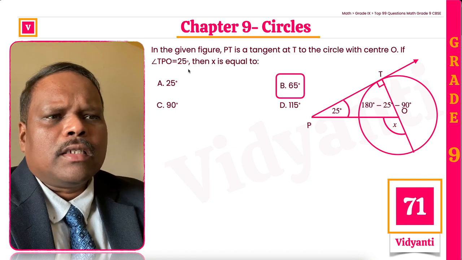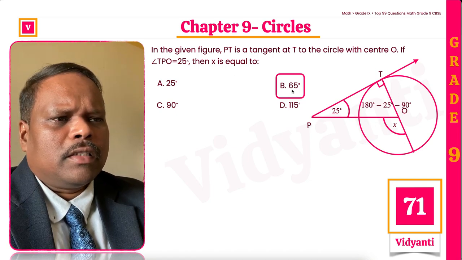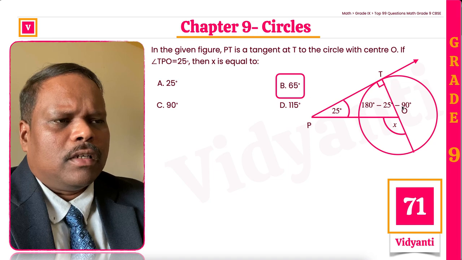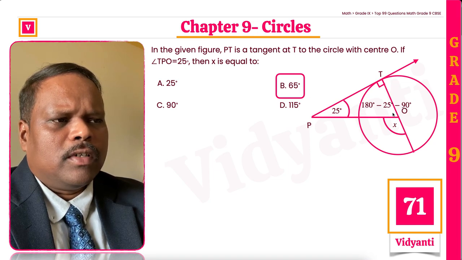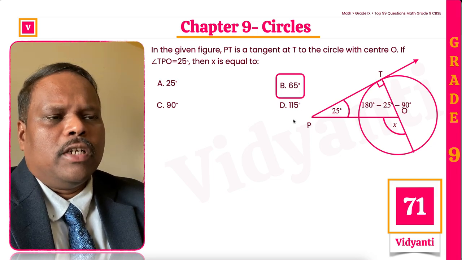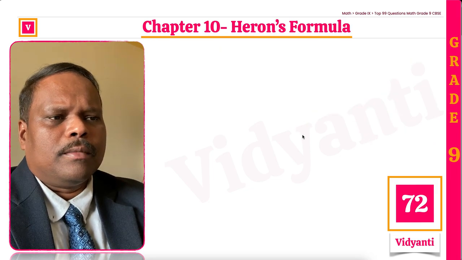They have asked us x. X is not 65 actually. X is actually this one is 65. This one is 115. So this answer is wrong. Actually it should be D.